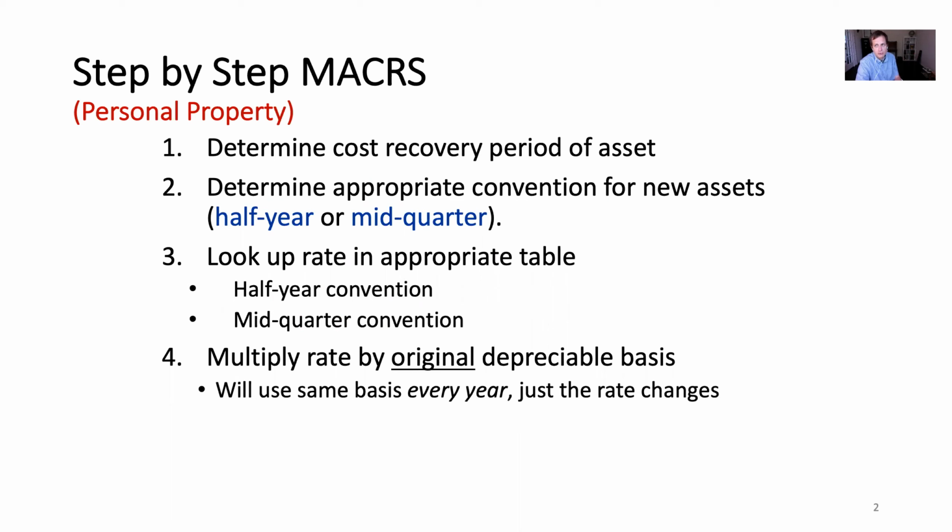It's usually going to be 5 years or 7 years for personal property. I need to know the convention. My convention for personal property, my default, is going to be half year. Now, if I put enough assets in service in the fourth quarter, then I might have to switch to the mid-quarter convention. So once I know the convention and the recovery period, I can just look up in a table and it'll tell me what rate to use, what percentage. Then I'll always multiply that percentage every year. The right percentage will always be times the original basis. And they've tried to make these tables as simple as possible.